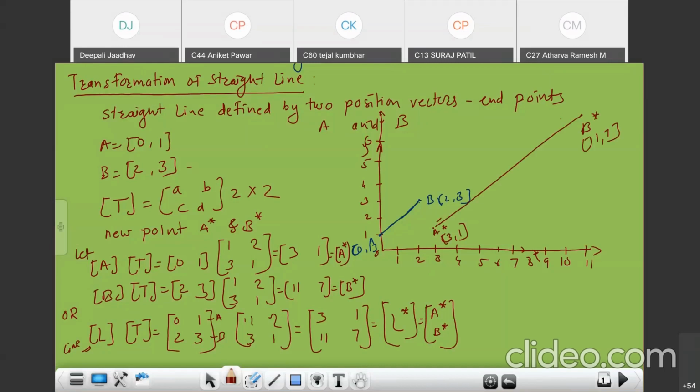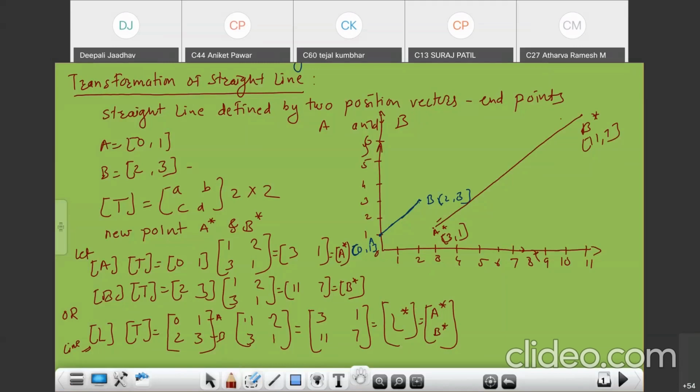So what do we observe here? What happens in this case? Here it is the enlargement of the line and also a change in the origin. The components of L star represent the transformation of line L. In this case it is a scaling transformation. It increases the size of the line along with a change in the origin.